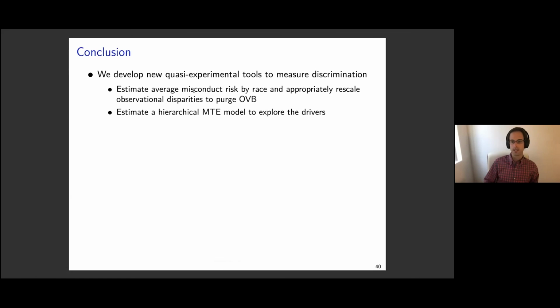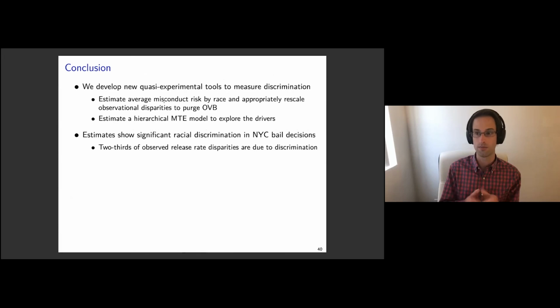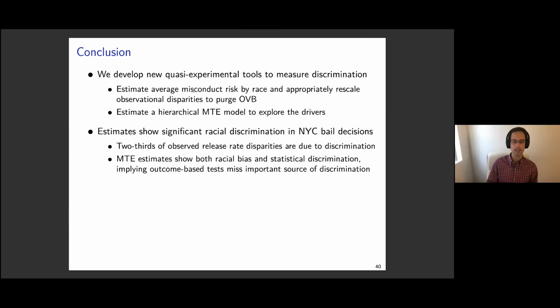What I didn't get to talk too much about is this numerical MD model that allows us to explore what's driving it. And so what do we find? We find significant racial discrimination in NYC bail decisions. About two-thirds of our observed release rate disparity can be explained by discrimination. The model shows that both racial bias and statistical discrimination are important in this setting.